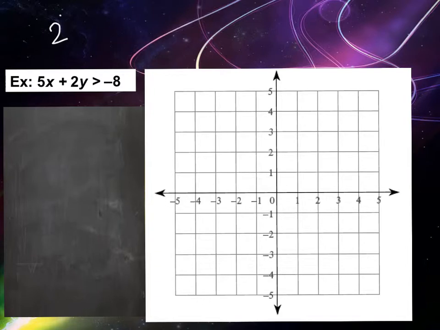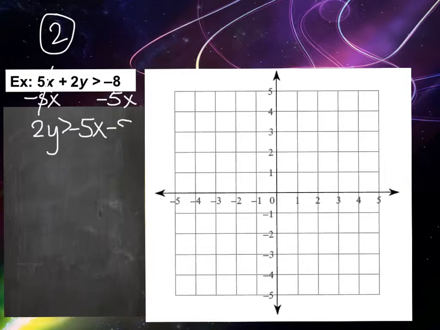Here's example number 2. We are going to need to solve the inequality 5x plus 2y is greater than negative 8. Before I begin writing down necessary information to use for my inequality to solve it and graph it, I need to get it in graphing formation. Right now it's in standard form. So to get it in graphing formation, I'll need to first subtract 5x from both sides. Remember, we want to get the y term alone. 5x cancels, so I get 2y is greater than negative 5x minus 8.